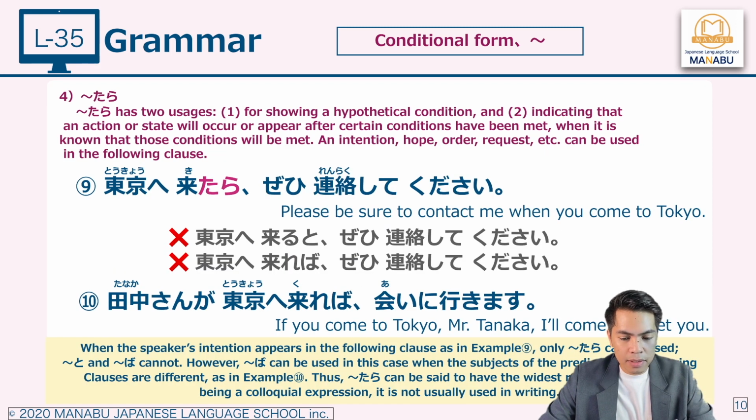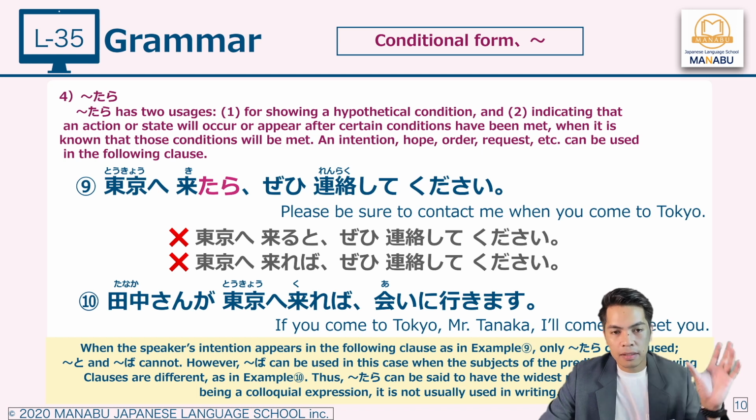And let's compare the conditional form to the tara pattern. So tara has two uses. Number 1, for showing a hypothetical condition and indicating that an action or state will occur or appear after certain conditions have been met. When it is known that those conditions will be met, an intention, hope, order, request can be used in the following clause.